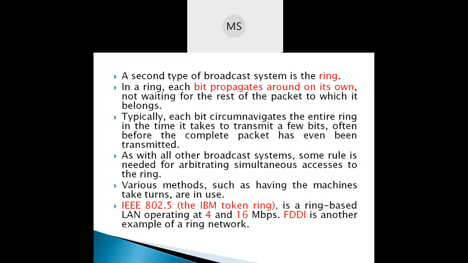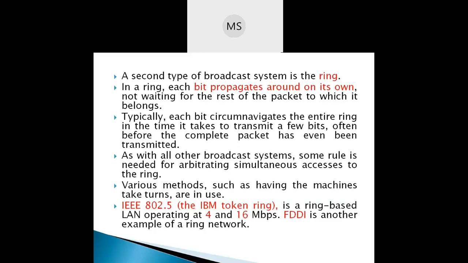In a ring, each bit propagates around on its own, not waiting for the rest of the packet to which it belongs. Typically, each bit circumnavigates the entire ring in the time it takes to transmit a few bytes, often before the complete packet has been transmitted. As with the other broadcast systems, some rule is needed for arbitrating. Here also, as I just told you, a ticket will be rotating in a ring topology. The ticket has to be captured, and the machine which captures the ticket is eligible to transfer the data.